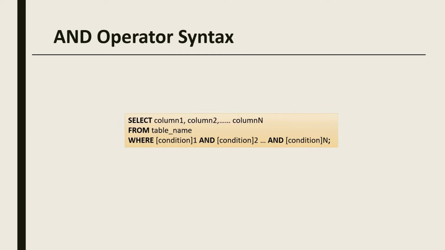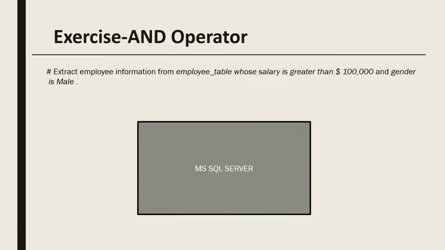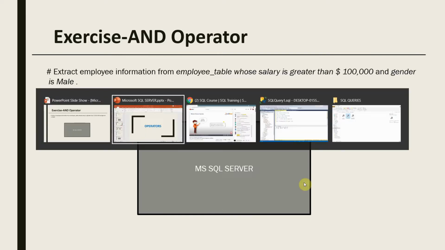The syntax I follow for the AND operator is SELECT followed by the column names, then FROM followed by the table name, the WHERE clause is put, then condition 1 AND condition 2. Okay, so let's do an exercise to understand it. Here we need to extract information from the employee table whose salary is greater than 100k and gender is male. Okay, let's go back to MS SQL Server.